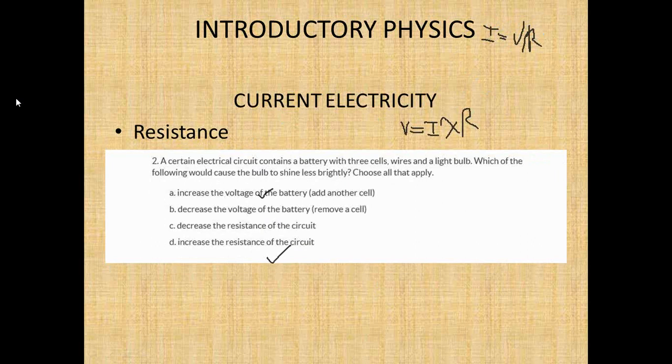All right, so question 2, let's erase this. A certain electrical circuit contains a battery with 3 cells. It has wires and it has a light bulb. Again, remember the battery is going to provide your electric potential difference. The wires are part of the external circuit, and the light bulb is what we call the load. Which of the following would cause the bulb to shine less brightly?